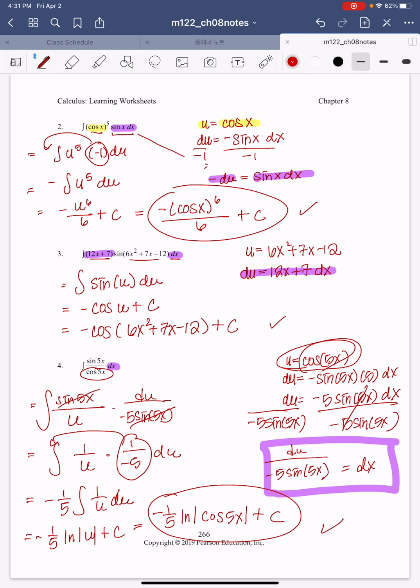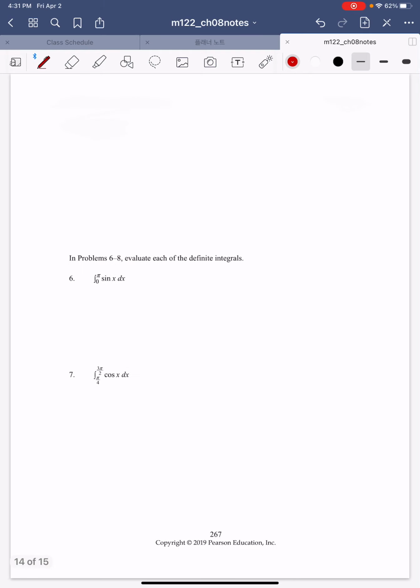All right. Now let's do some definite integrals where they give you the boundaries. So I have two problems, number 6 and number 7. Let's start with number 6. Number 6, I have the integral of sine of x dx from 0 to pi. So this one is a very simple one, no u substitution.